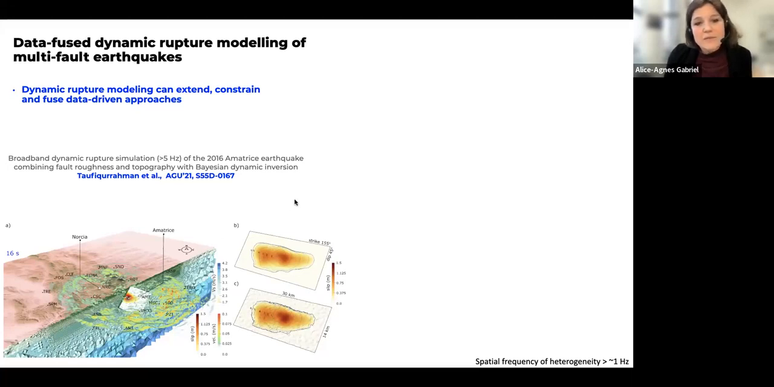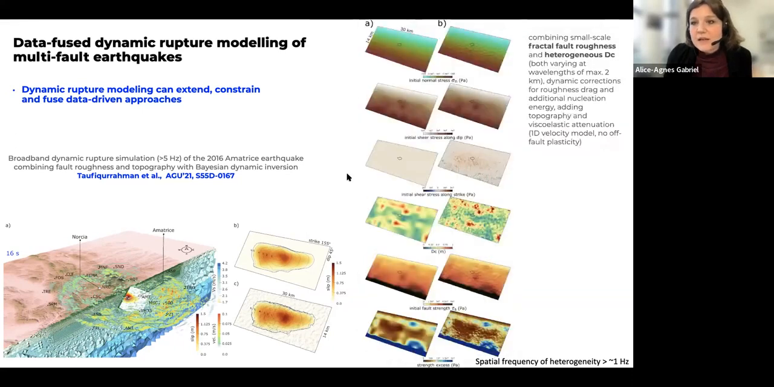Now we've been interested in extending these kinds of models to also better understand the broadband seismic wave field that's being recorded or generated. What we did is take the smooth preferred model from the data-driven dynamic source inversion and combine that with small-scale fractal roughness. With roughness, we mean statistical deviation from planarity of this fault surface.